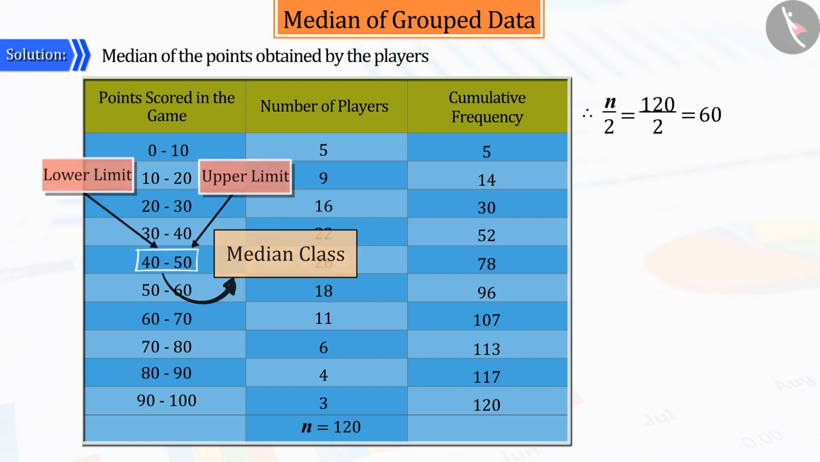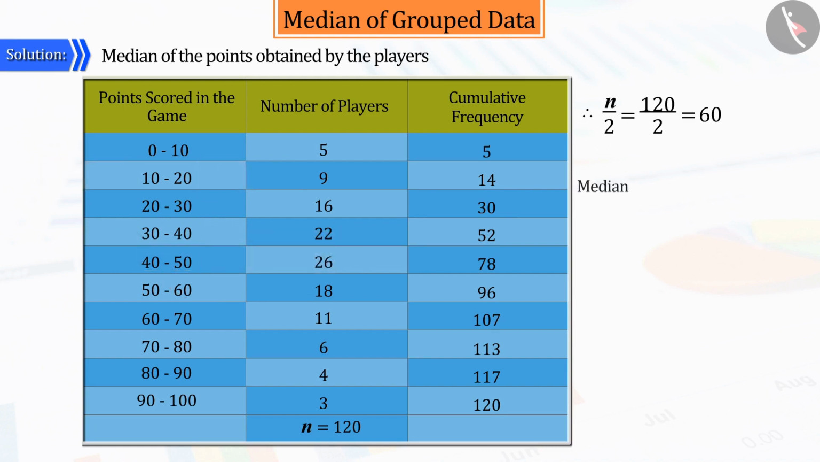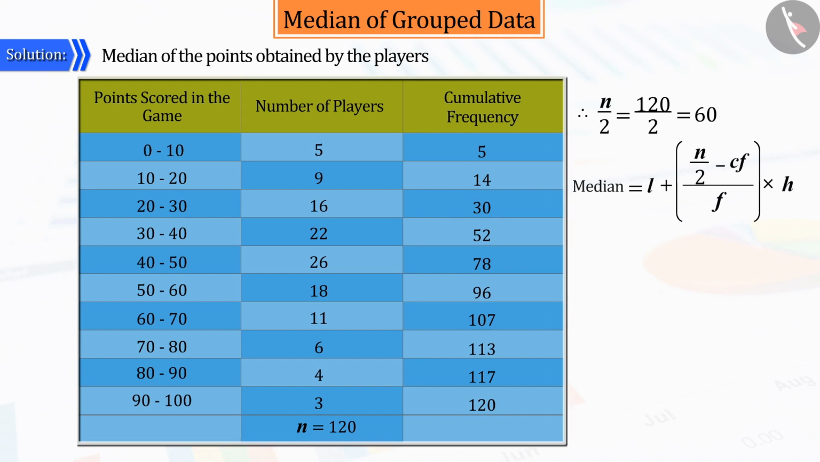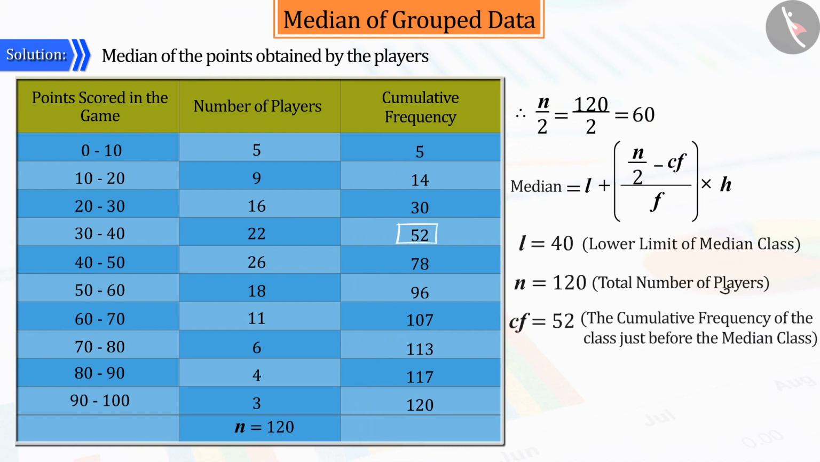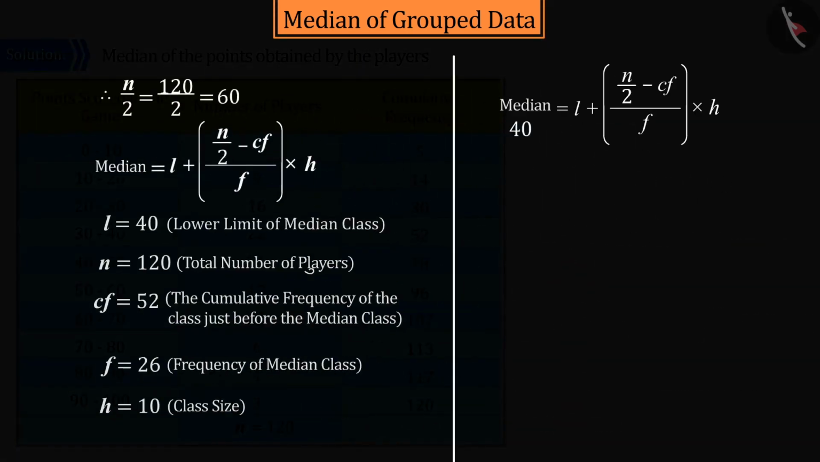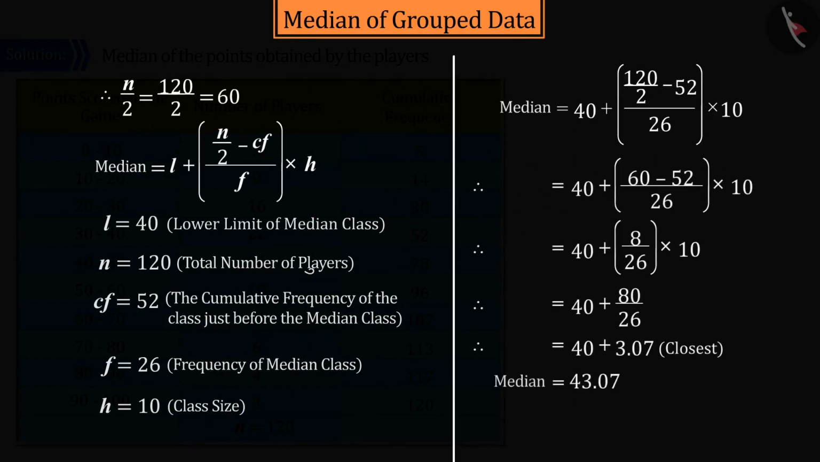its upper limit. To obtain the median, we use the following formula: L plus (n by 2 minus Cf) by f multiplied by h, where L is the lower limit of the median class, that is 40, and n by 2 equals 60. Cf is the cumulative frequency of the class immediately preceding the median class, that is 52. f means the frequency of the median class, that is 26, and h is the measurement of the class, that is 10. Substituting these in the formula and solving it gives 43.07.